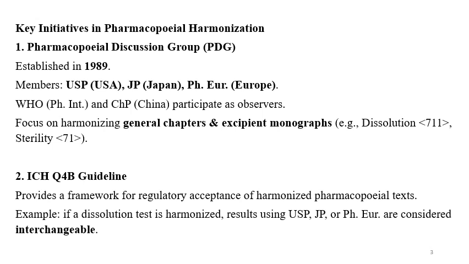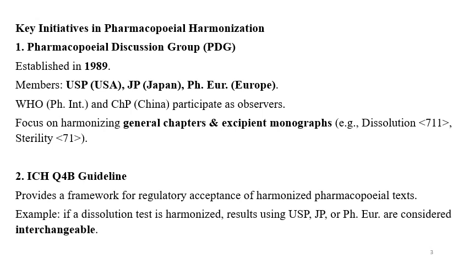Key initiatives in the pharmacopoeial harmonization. So the PDG group is very important to consider here. The Pharmacopoeial Discussion Group was established in 1989, and members of this PDG group are USA with USP, Japan with JP, and Europe with PhEur. International Pharmacopoeia from WHO and Chinese Pharmacopoeia from China participate as the observers. The focus of PDG is on harmonizing the general chapters and the excipient monographs.